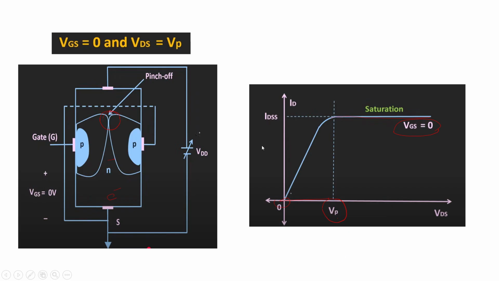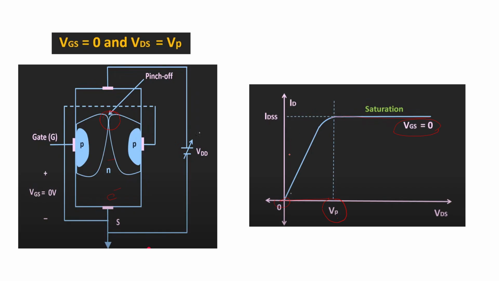And IDS is nothing but the drain current in the saturation state. IDS is the maximum current in the N channel JFET. VP is nothing but the pinch off voltage. This is for the second case.